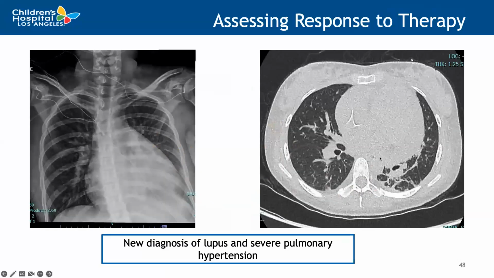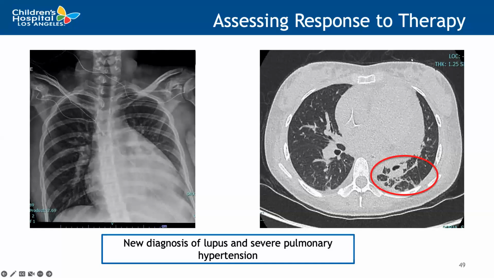And so my final case that I'm going to present is a patient that we actually were able to use the perfusion and ventilation mapping to guide management. And so this was a patient with new diagnosis lupus and severe pulmonary hypertension. As you can see, she had severe cardiomegaly on her chest x-ray and also on her CT. And then I want to draw your attention to this left lower lung where most of her lung parenchymal disease related to her lupus was present.